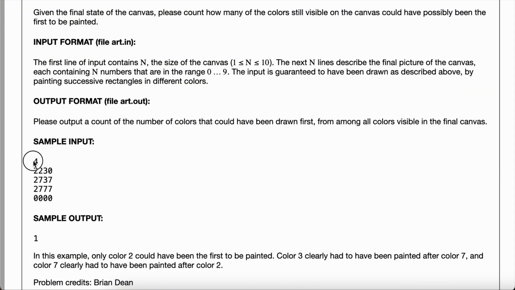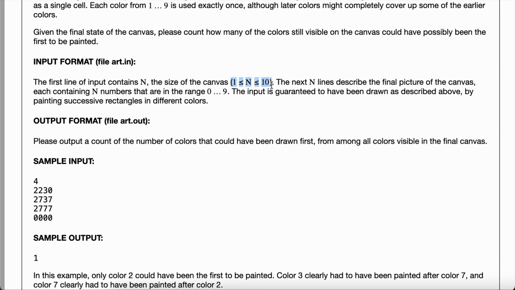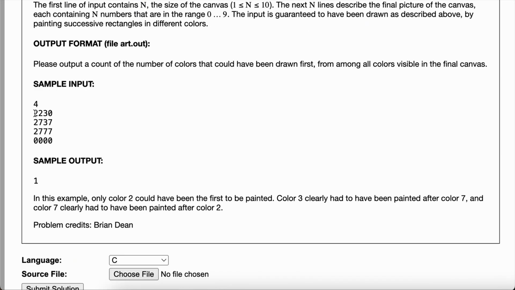For the input format, the first line contains N, and then the next N lines are the N by N canvas. N is going to be a small number from 1 through 10, so we know we can go through this grid as many times as we want without running into any time complexity problems. The sample input is a 4x4 canvas where the only color that could have been painted first is 2 with this rectangle, and then the 7 on top, and then the 3 on top.